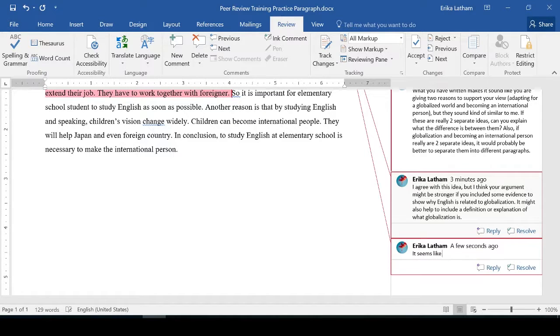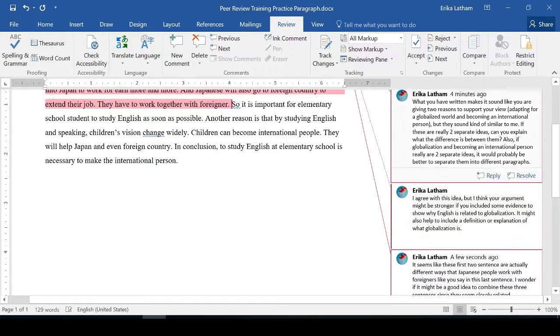It seems like these first two sentences are actually different ways that Japanese people work with foreigners, like you say in this last sentence. I wonder if it might be a good idea to combine these three sentences since they seem closely related. Alright, next sentence.